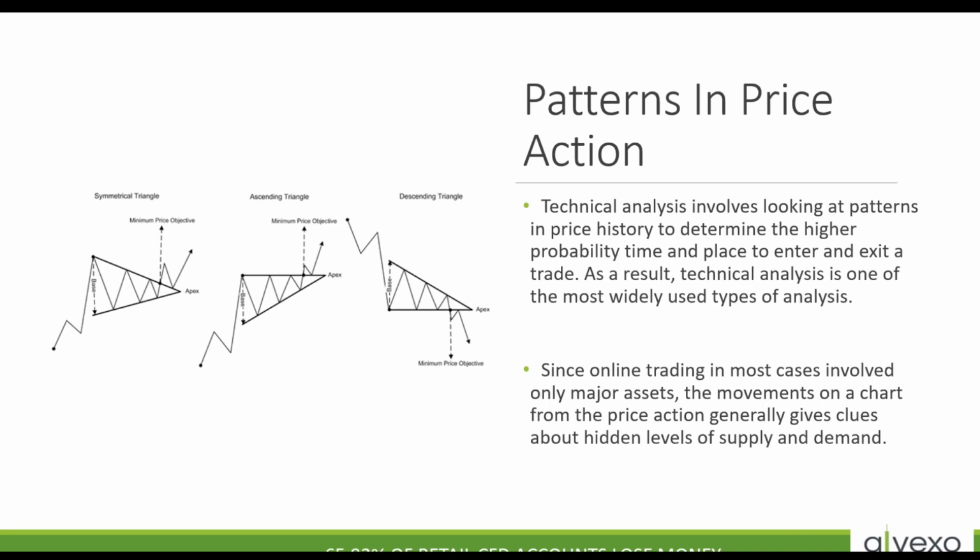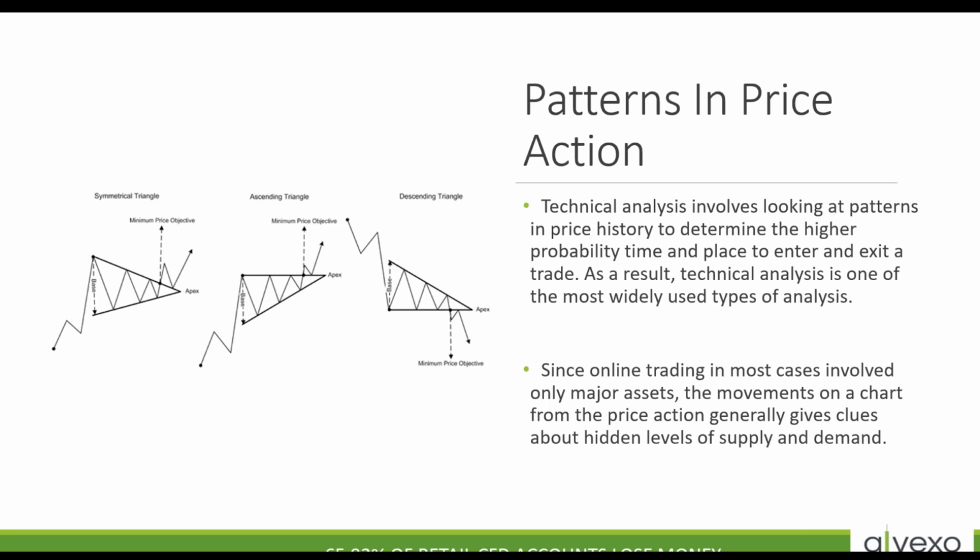Now, technical analysis or chart analysis involves looking at patterns in price history to determine the higher probability time and place to enter and exit a trade. Now, there's all kinds of ones people come up with all the time. Flying saucers, cup and handles. The basics are things like double bottoms, double tops, triangles. Okay. These have all been around a long time.